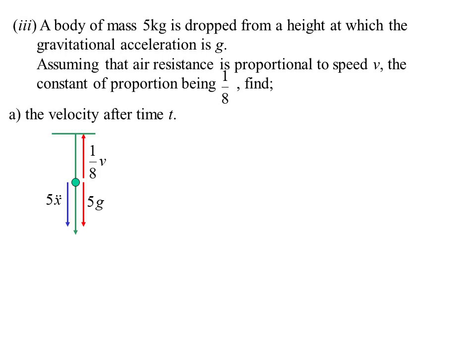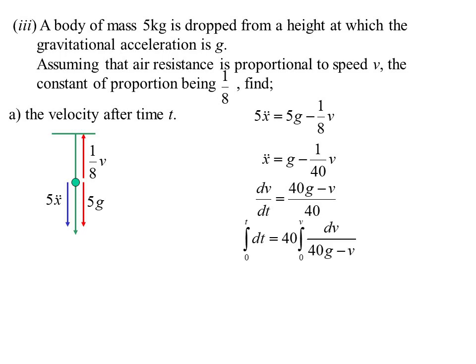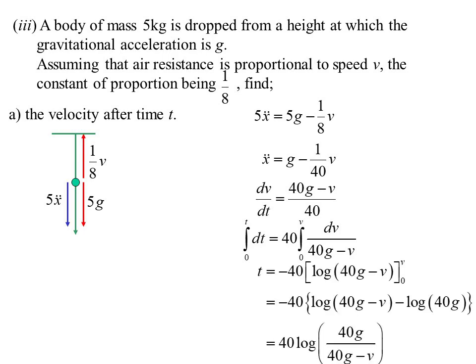So the air resistance is a force. They've told me the constant is 1/8. Let's set up our equation. We end up with acceleration is g minus 1/40th of v. We want to link velocity and time together, so we'll make it dv by dt. Again, write it as one fraction, because we've got to separate those variables out. Oh yeah, that's just a log function. So log function, sub in, and there is 40 log of 40g on 40g minus v.